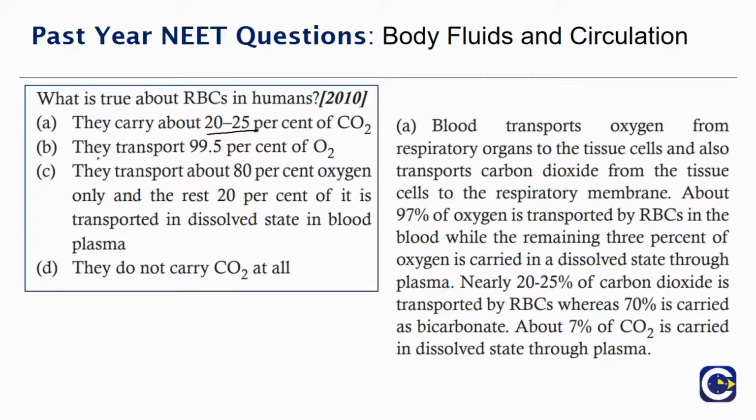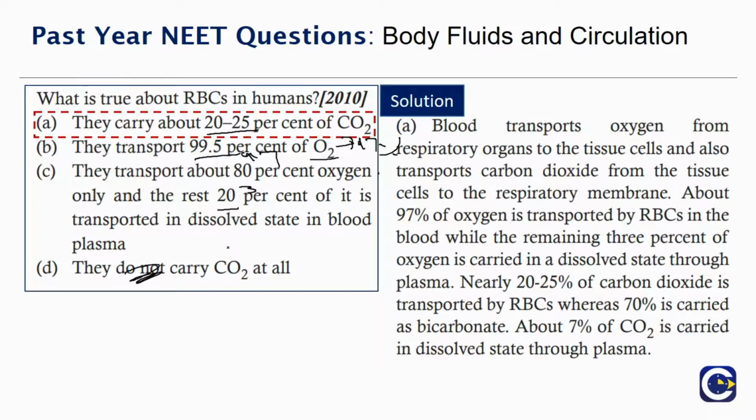Okay. So in B, they transport 99.5% of oxygen. So oxygen is only 97% exactly. The other 3% is by dissolved forms. They transport 80% of oxygen. No, it is again 97. And 20% of it. No, it's only 3% here. They do not carry CO2 at all. No, this is not possible. They carry CO2. So the answer is option A. They carry about 20 to 25% of CO2.